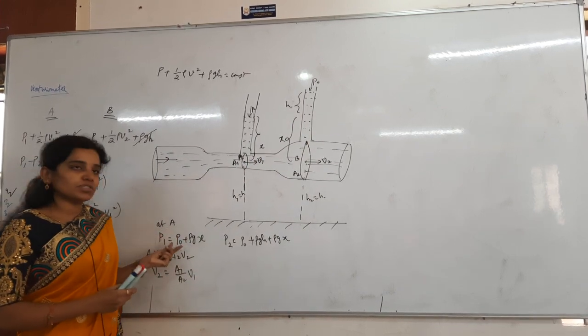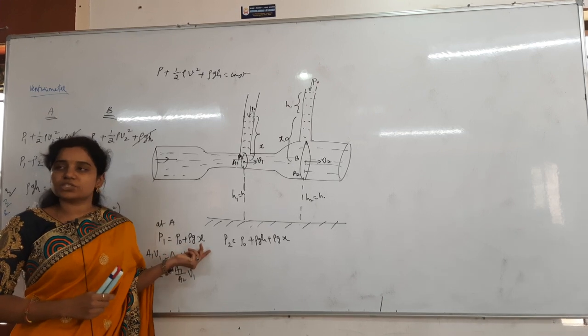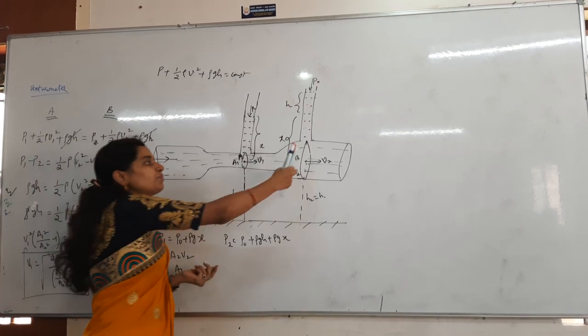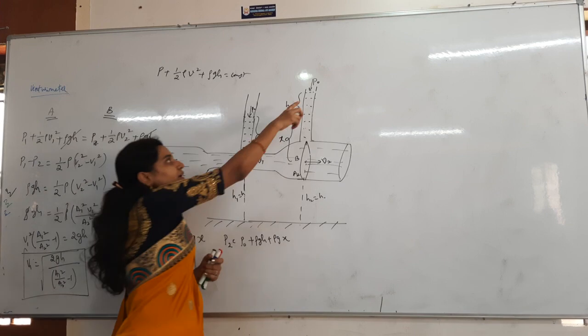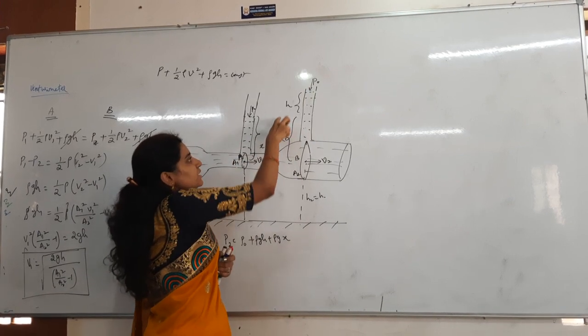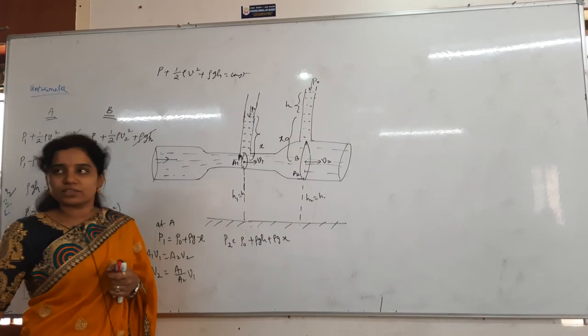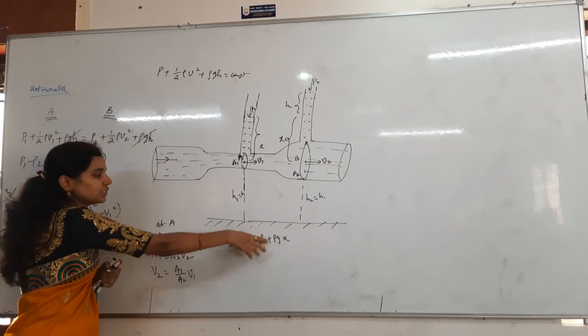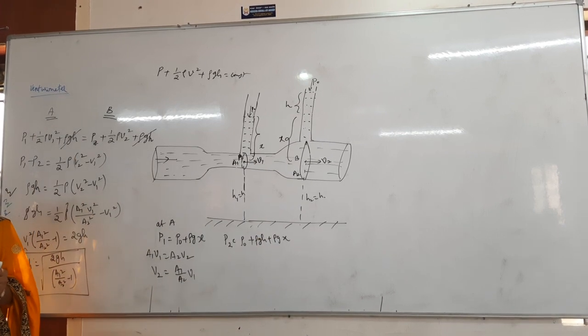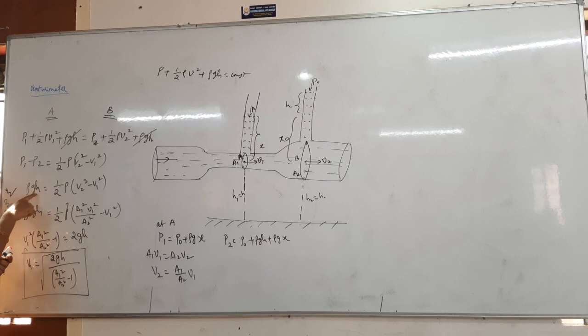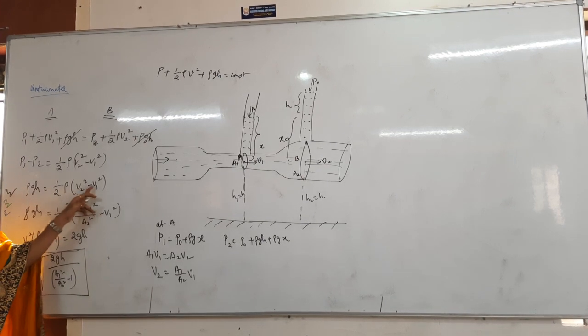So pressure P1 is equal to P naught plus rho g x, and the second one at point B is again P naught plus rho g into (h plus x). So that is rho g h plus rho g x we have taken. Again, if you are finding the pressure difference, what will you get? Rho g h is equal to half rho (v2 squared minus v1 squared).